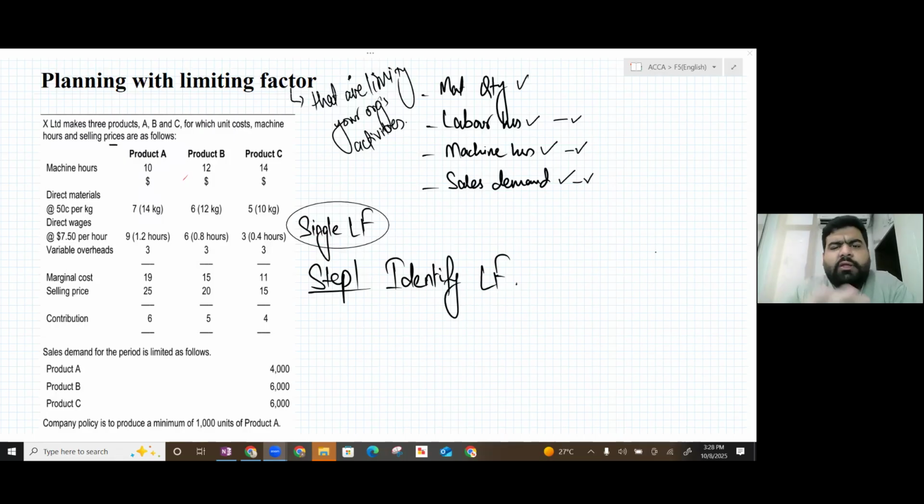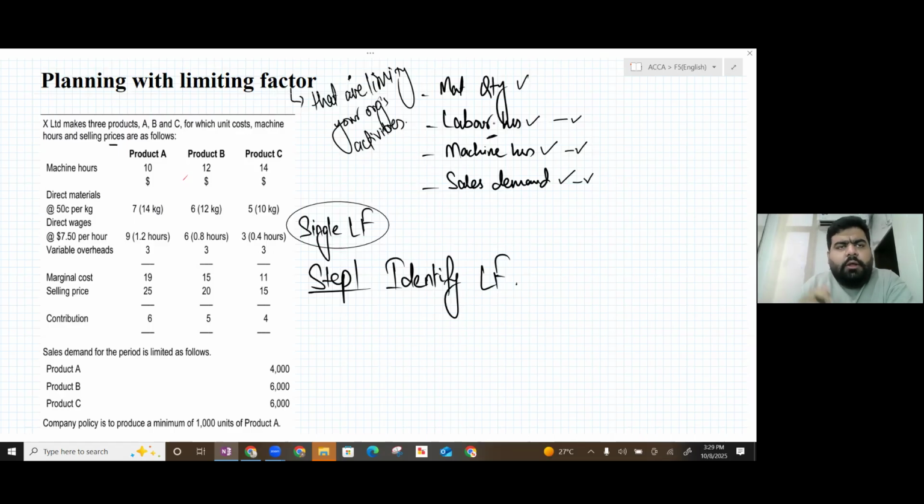For example, you have a lot of material, but you do not have the labor hours. In that case, labor hours are the limiting factor because they are limiting your activity. You want to produce more units, but due to the shortage of labor hours, you are not able to produce as per your sales demand. So there are some limiting factors in the organization that limit your activity, and it's your responsibility that with that limiting factor you have to perform best.